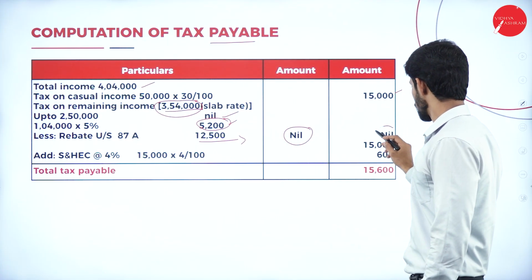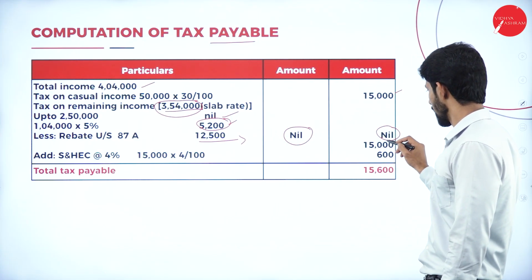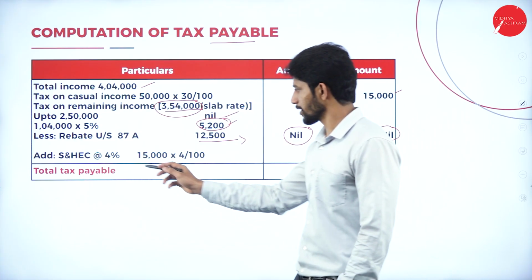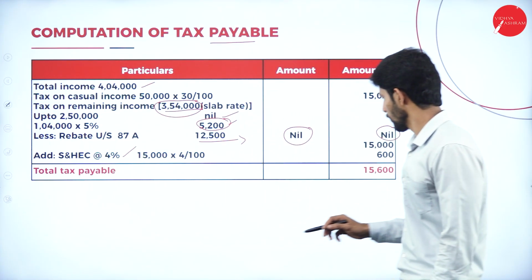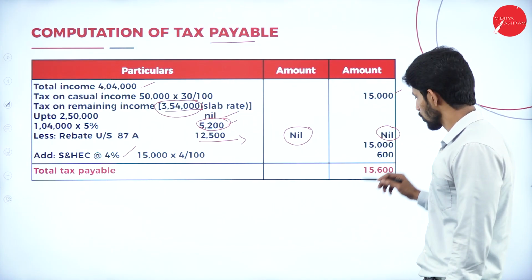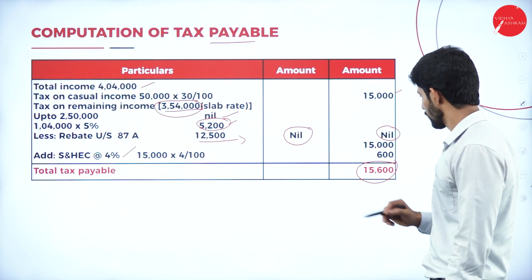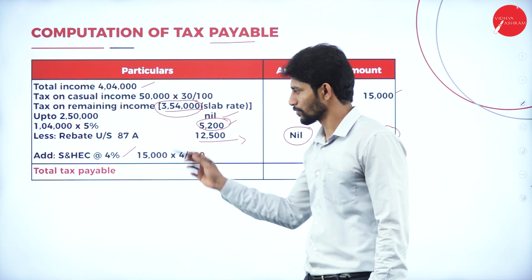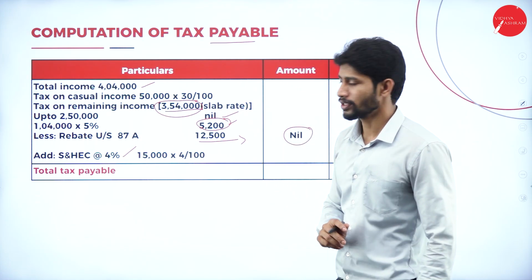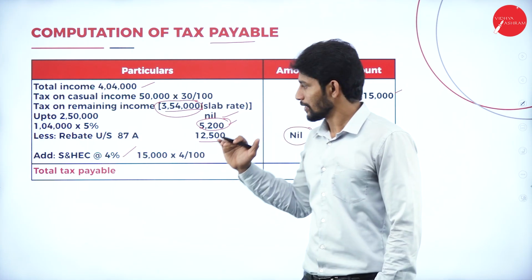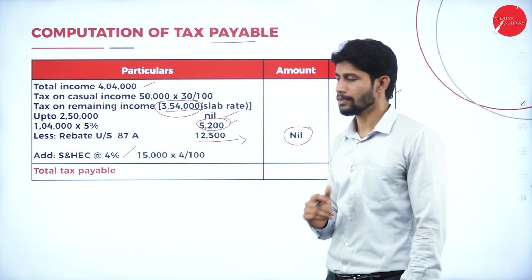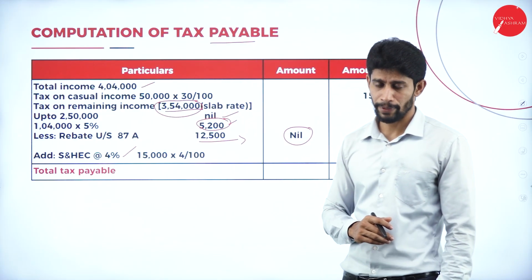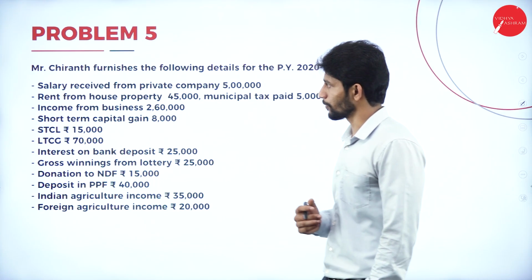So now here outside nil. So total outer column you will get 15,000. On 15,000 compute the secondary and higher education cess of 4%. You will get 600. So total that 600 you will get 15,600. So 15,600 is what? Total tax payable. So this is how we are supposed to compute the total income as well as the tax payable. So moving on to the next problem.